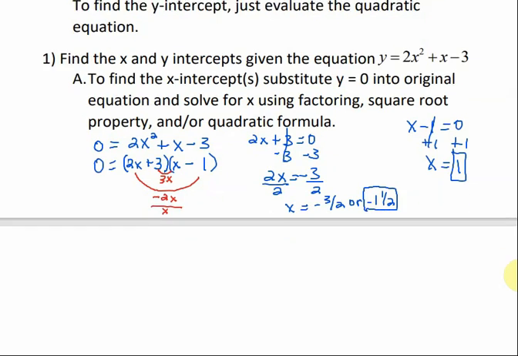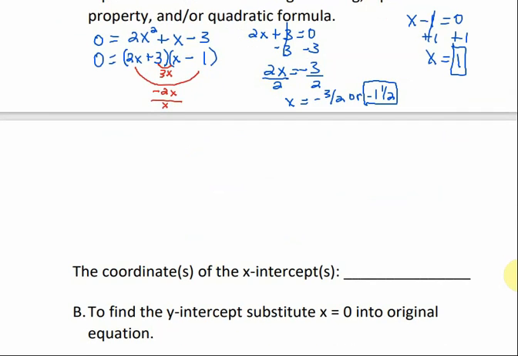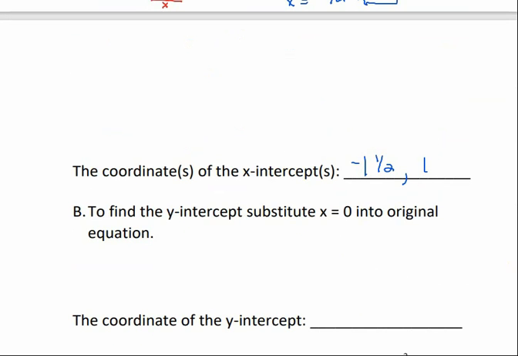Now let's find the y-intercepts. They're usually easier. Oh, well, here's a place to write this. I didn't write this down. Okay, so negative 1 and a half and 1 would be my two x-intercepts. Now we're going to find the y-intercept by plugging in 0 for x.